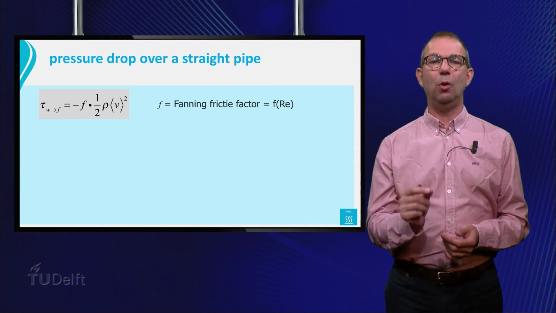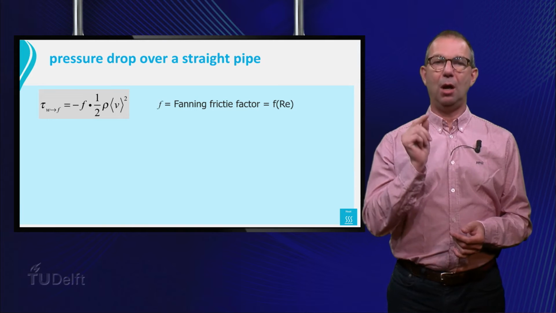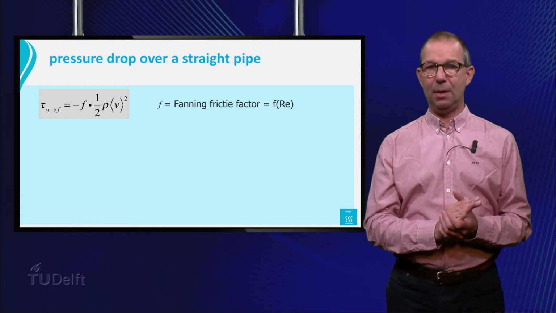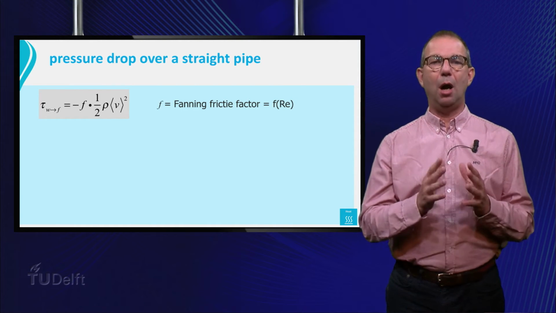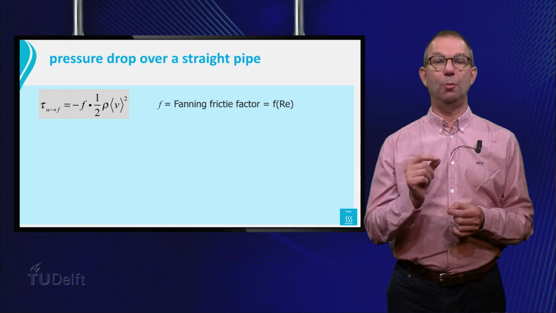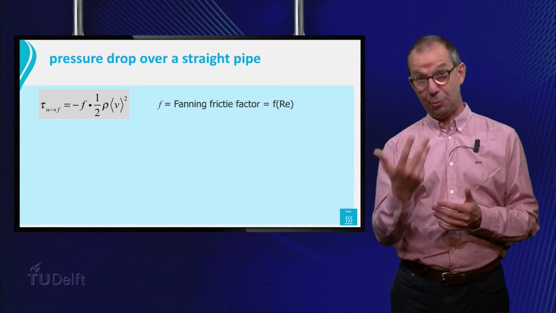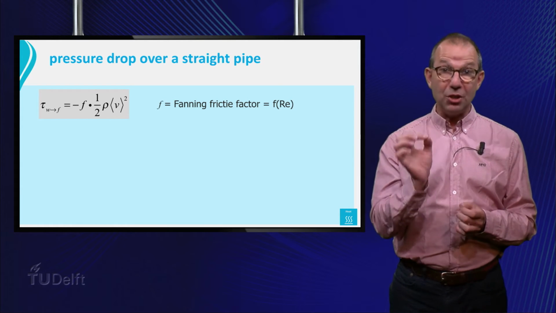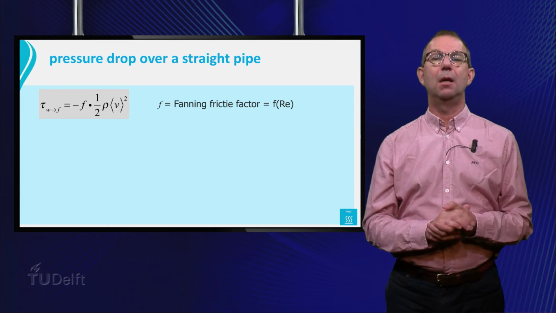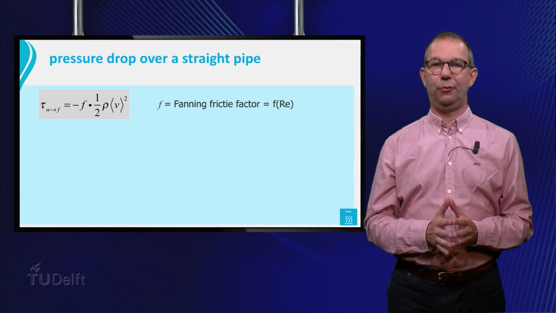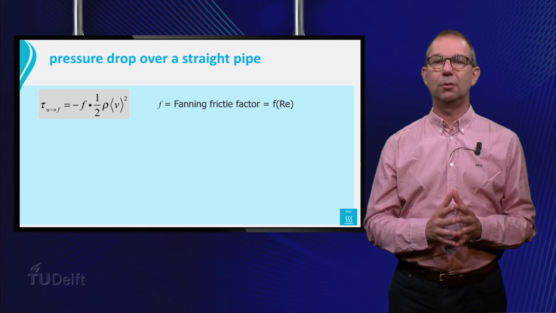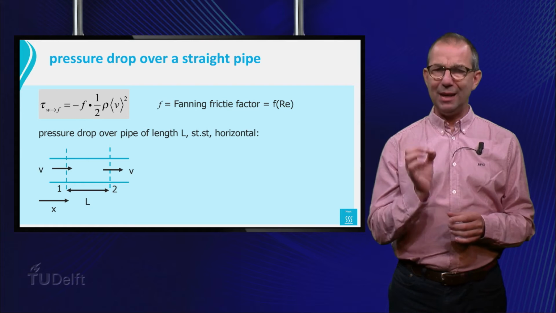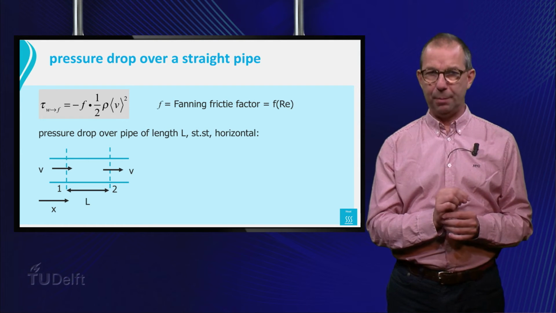The shear stress at the wall is minus F times half rho v squared. The reason is the same as we had with the drag force. A half rho v squared is one of the terms in Bernoulli's equation where it gets related to pressure. Note that F is thus a function of the Reynolds number. It's known as the Fanning friction factor, or the friction factor for short. Okay, we needed this because we were thinking about the pressure drop over a pipe.